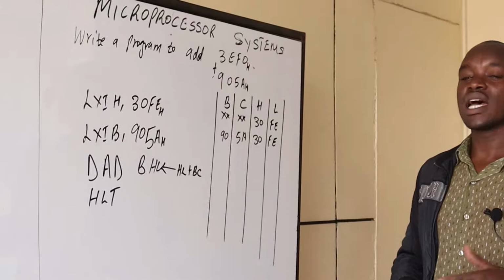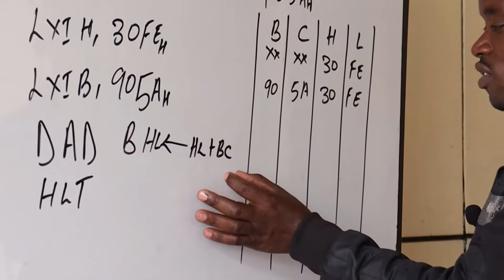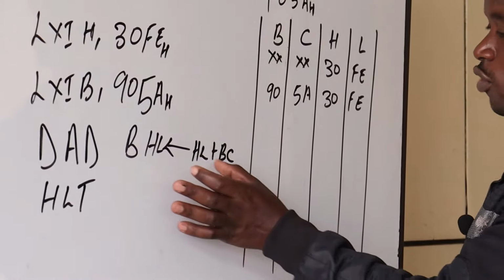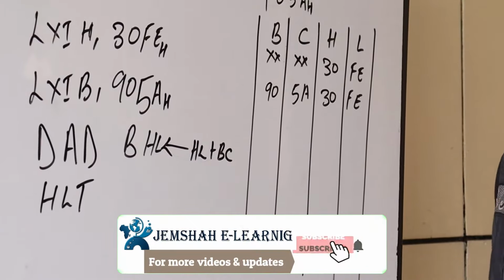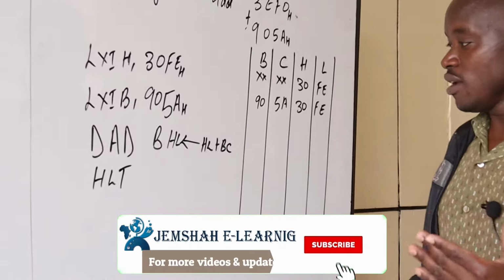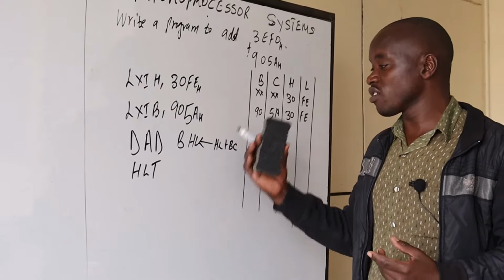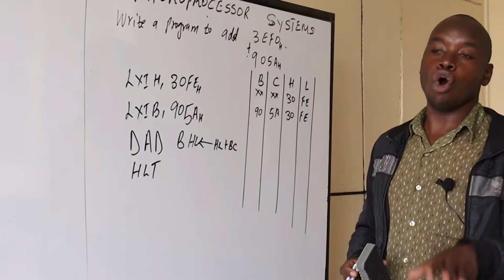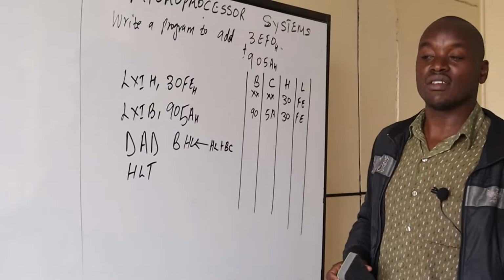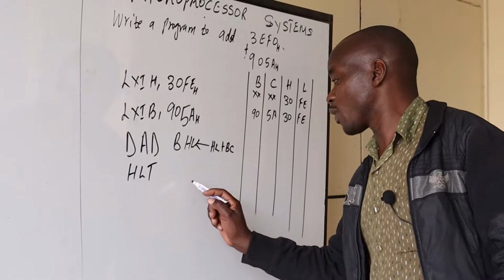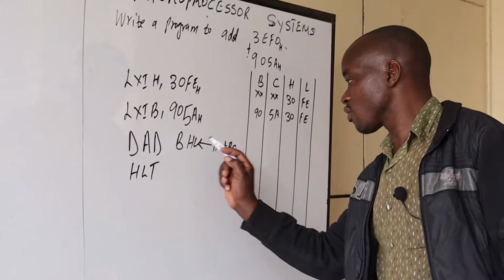The next is DAD B. It implies what? Whatever is in HL, add with what's in BC, the answer goes back to HL. So in simple terms, we have to understand digital electronics. When we have a carry, we agreed a carry should be there when the result of an arithmetic operation is equal to or exceeds the base. And our base here is what? H, which means hexadecimal. So I want to do it practically before I write there. That DAD B means whatever is in HL plus what's in BC, the answer goes back to HL.